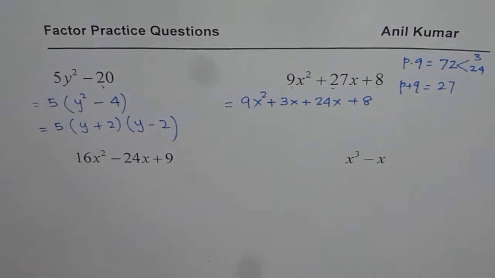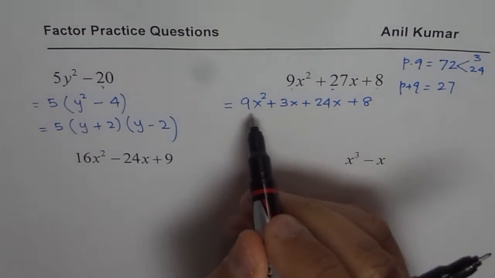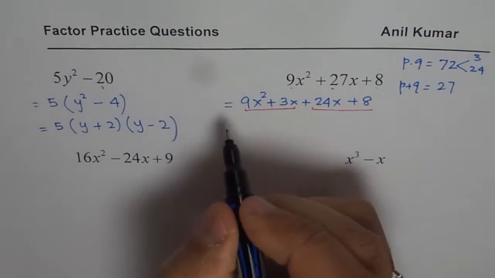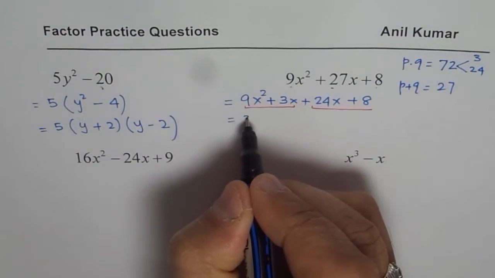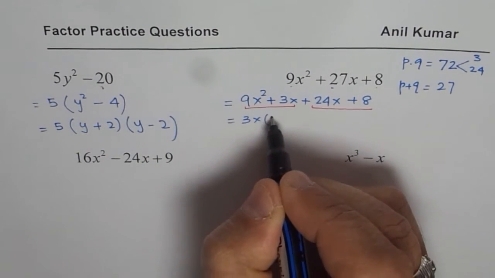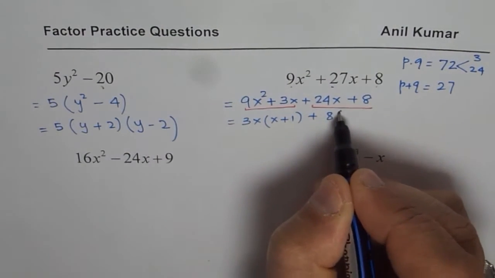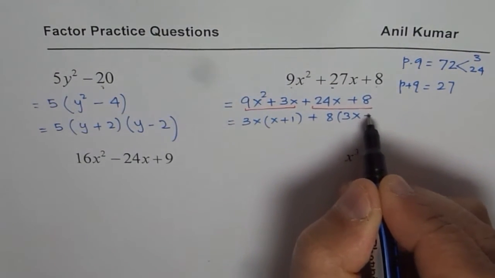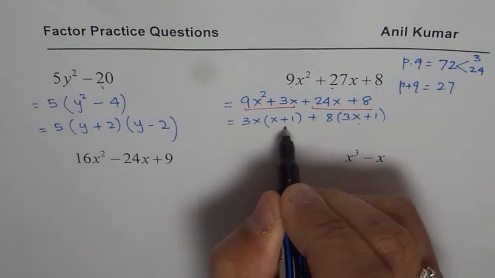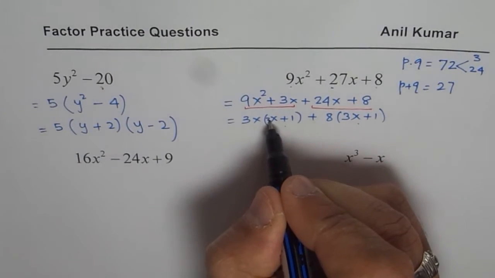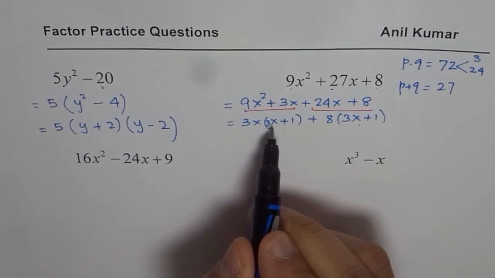Now we will do group factoring, grouping the first two and the last two, right? So these two and these two. In the first two, 3x is common, so we can write 3x and we get 3x plus 1. Here 8 is common, we get 3x plus 1. Always they should be same factors, right? 9 divided by 3 is 3.